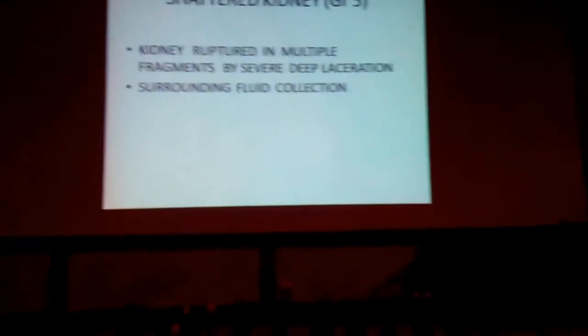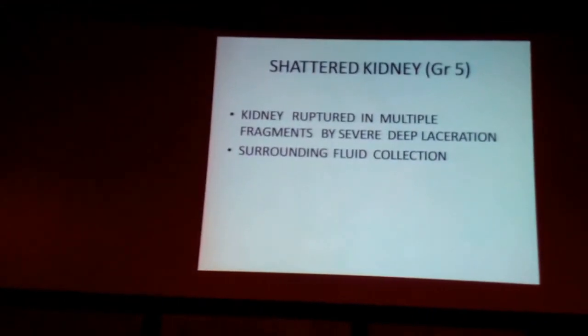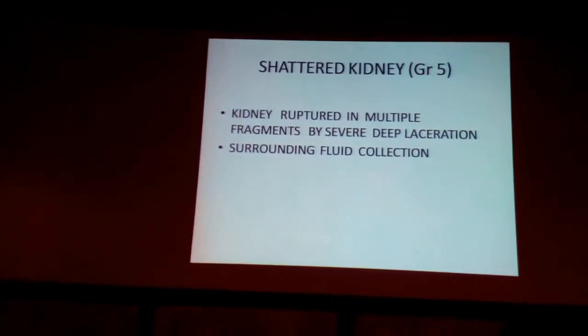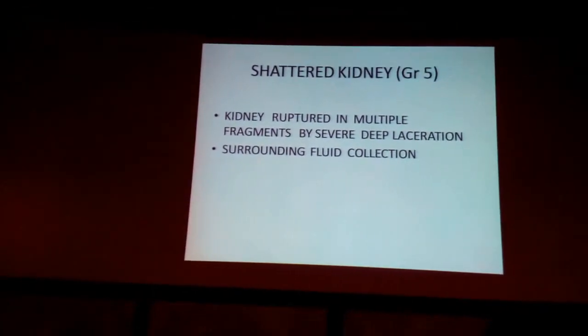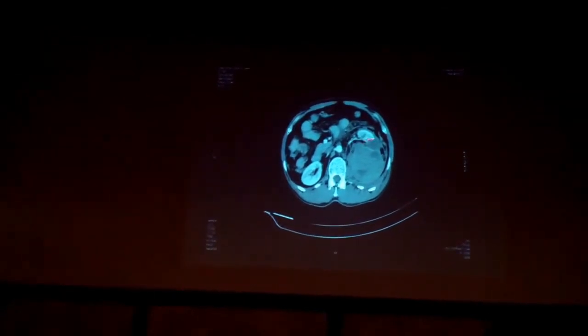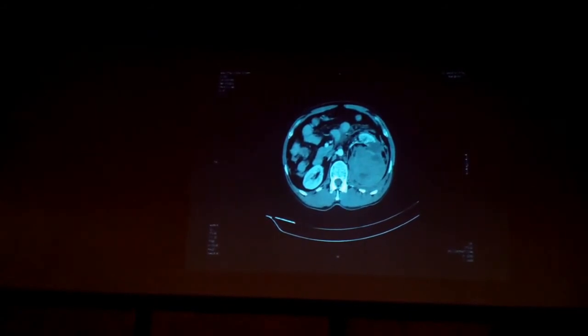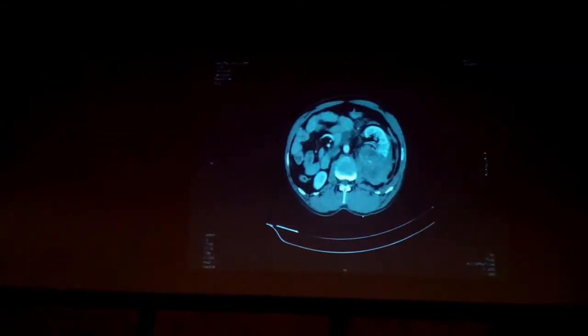Next is shattered kidney, that is, the kidney is fractured into multiple pieces. There will be some viable tissue and some areas of non-functioning. Like in this case, normal right kidney, left kidney is in this place, but the lower pole of the kidney is not seen there. A large perinephric collection is there. Since we take the scan, this is a multi-slice scan. Let us see how it appears in the next section.